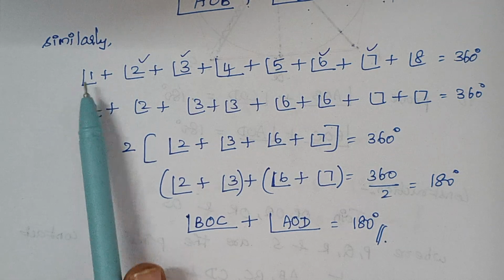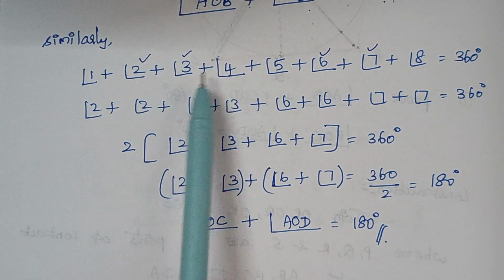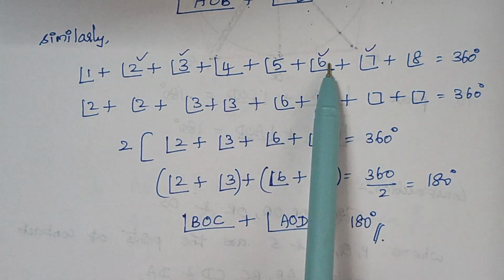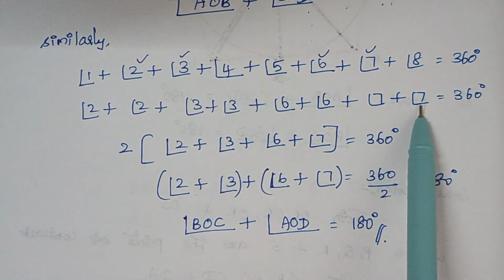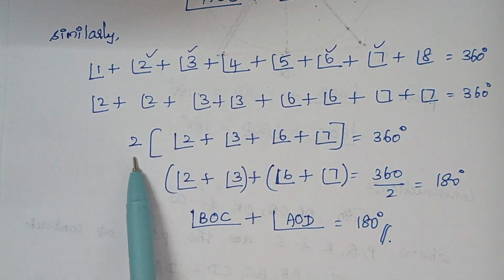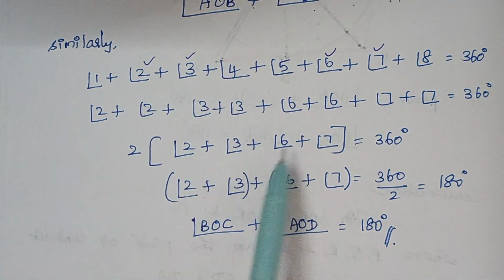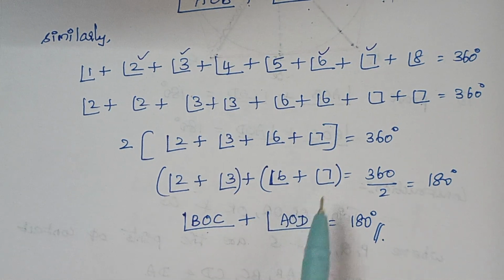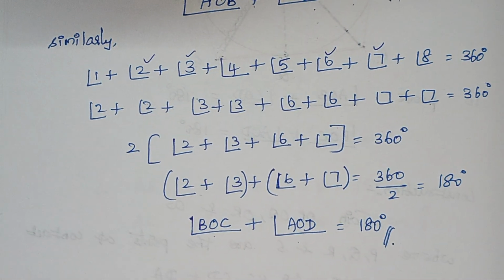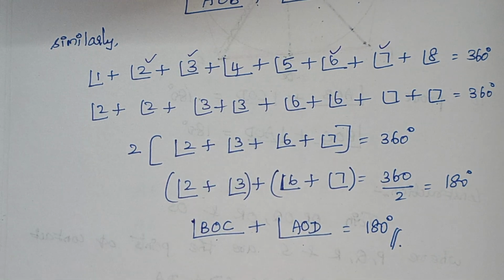So modify 1 as 2 here. And I need 3, so change 4 as 3. I need 6, so change 5 as 6. And similarly I need 7, so change 8 as 7. Again when you add, everything will be 2 times. When you combine, 2 plus 3 gives you the angle BOC and 6 plus 7 gives you the angle AOD, which is again equal to 180 degrees.